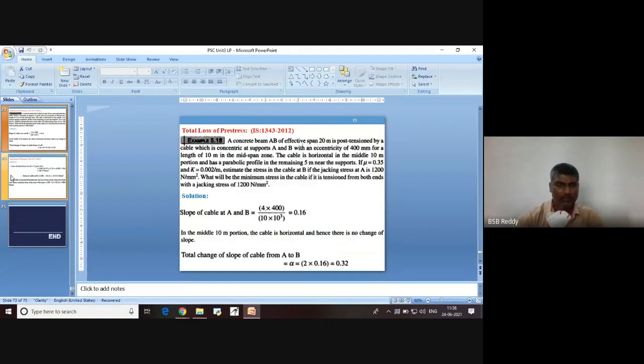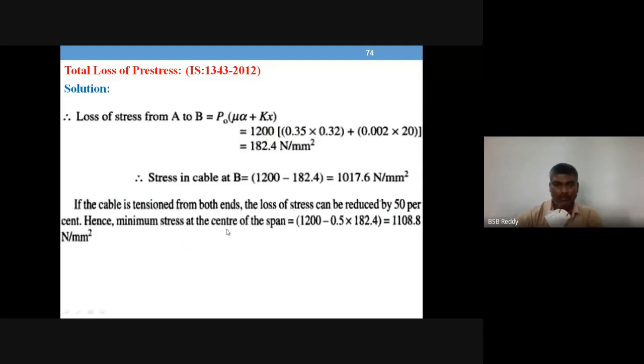Right, we are working out this one. If the jacking stress is 1200, this much is the last value when you consider the other end of the cable. For some portion the cable is parabolic and then straight. So this is how the cable is parabolic and then straight.